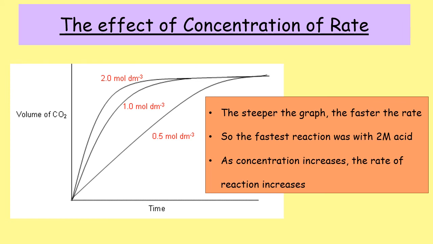So we know from these examples that the fastest reaction happened at 2 molar acid. And from this, we could make a conclusion that as concentration of acid increases, the rate of reaction increases. And that matches what we learnt in the previous lesson.